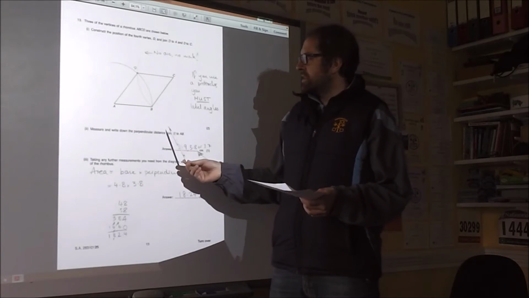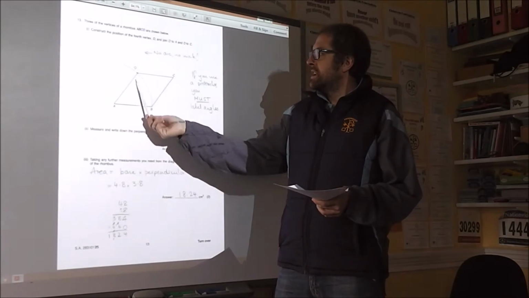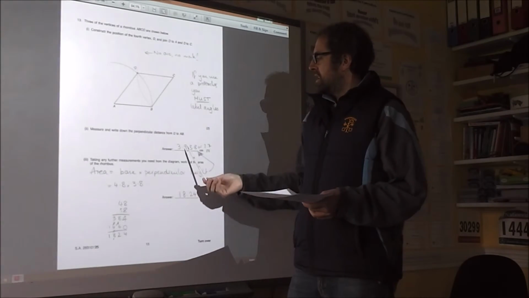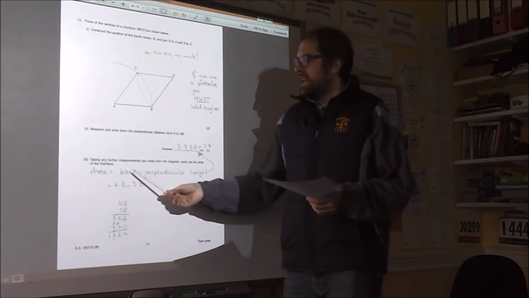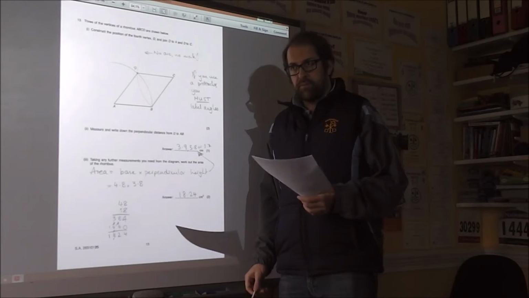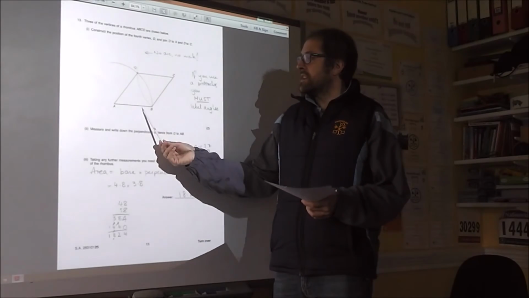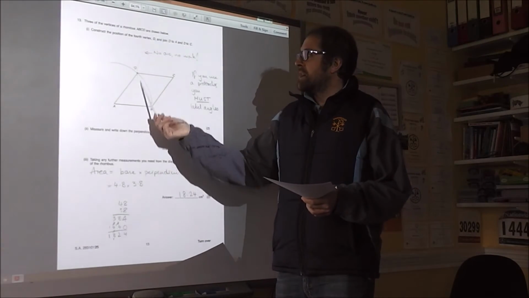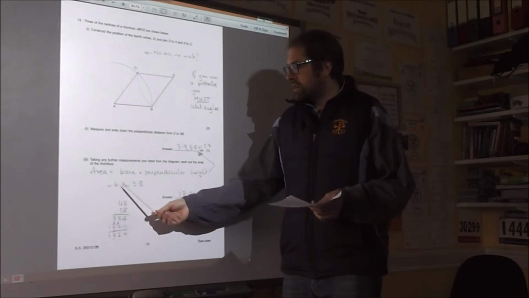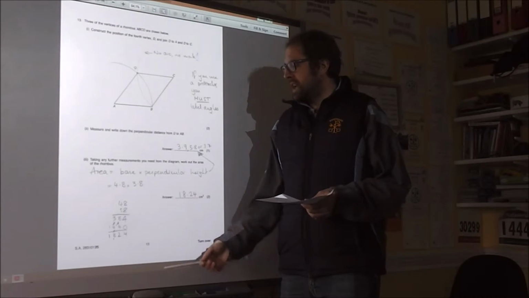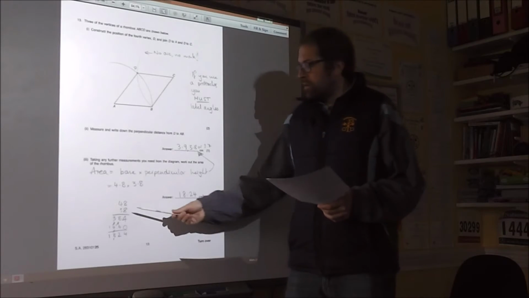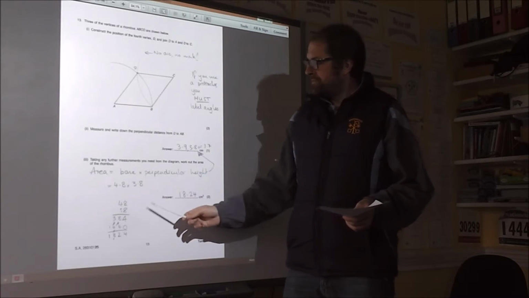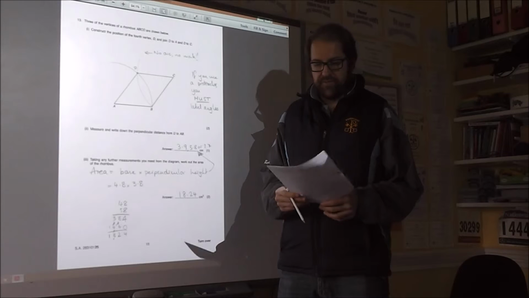Perpendicular distance from D to AB is that line there, which could be about 3.8. And then the area of a parallelogram, or rhombus in this case, is the base times the perpendicular height, which is 4.8 times 3.8, which is 18.24. But whatever you measured here, use here.